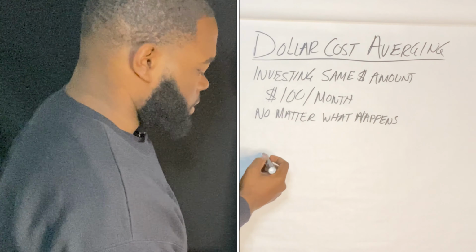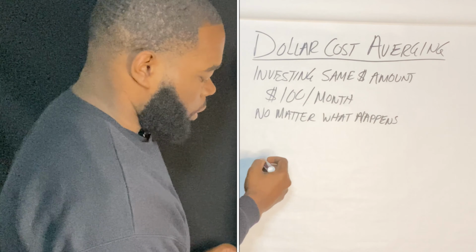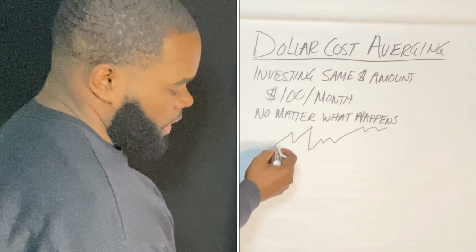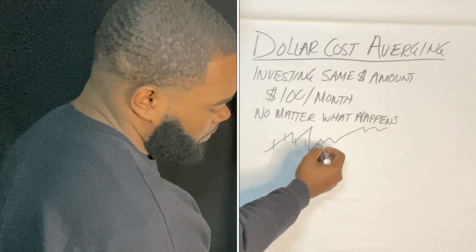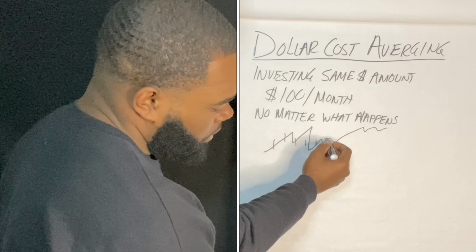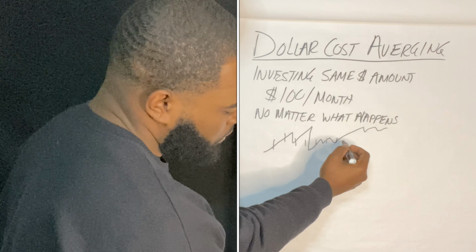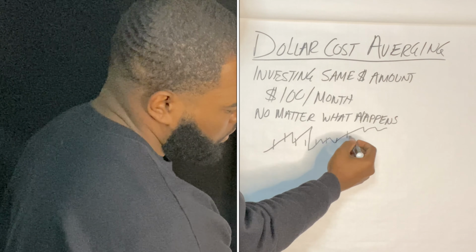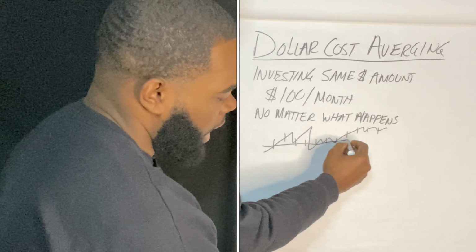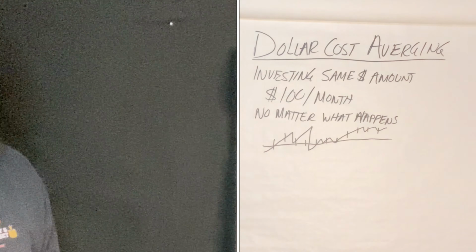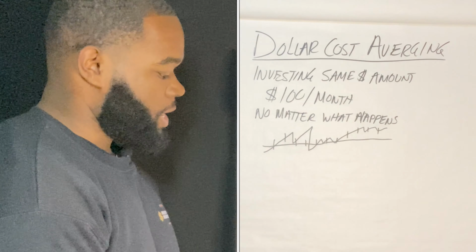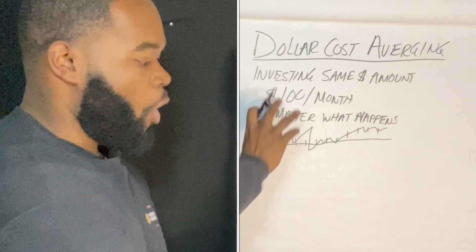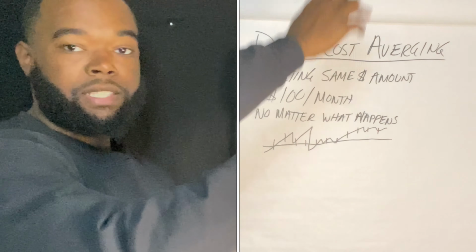Here's how that works. Let's say the market is doing this, and each one of these right here is a month. Every month, you're buying at these prices right here. It's basically an average amount. That's what you're going to get. You're going to average over that amount of time, because there are going to be highs and there are going to be lows.